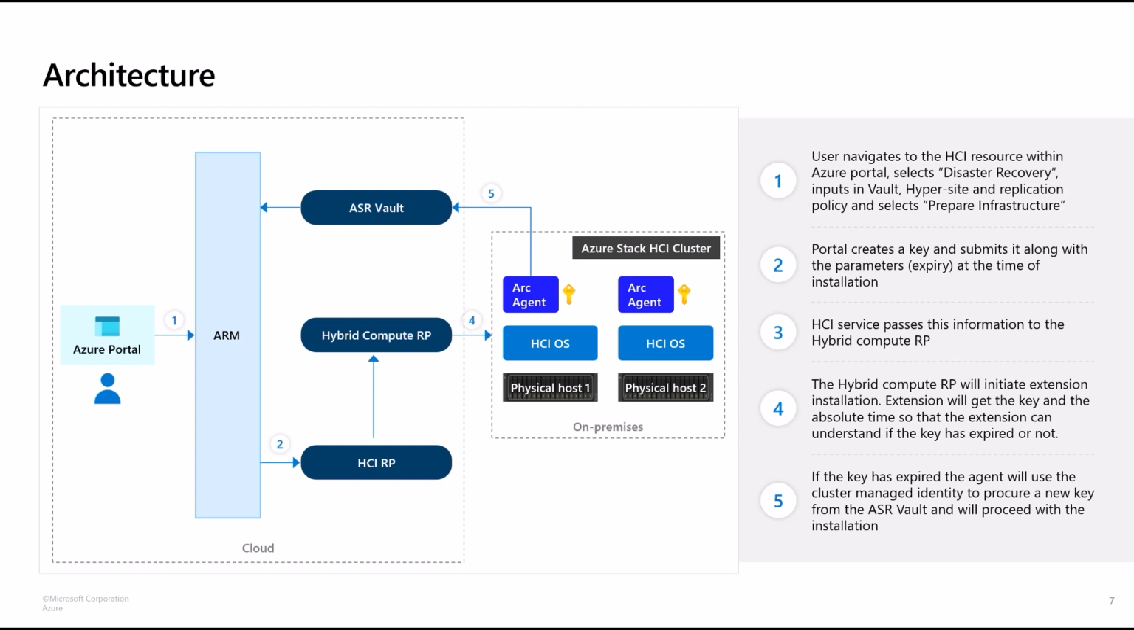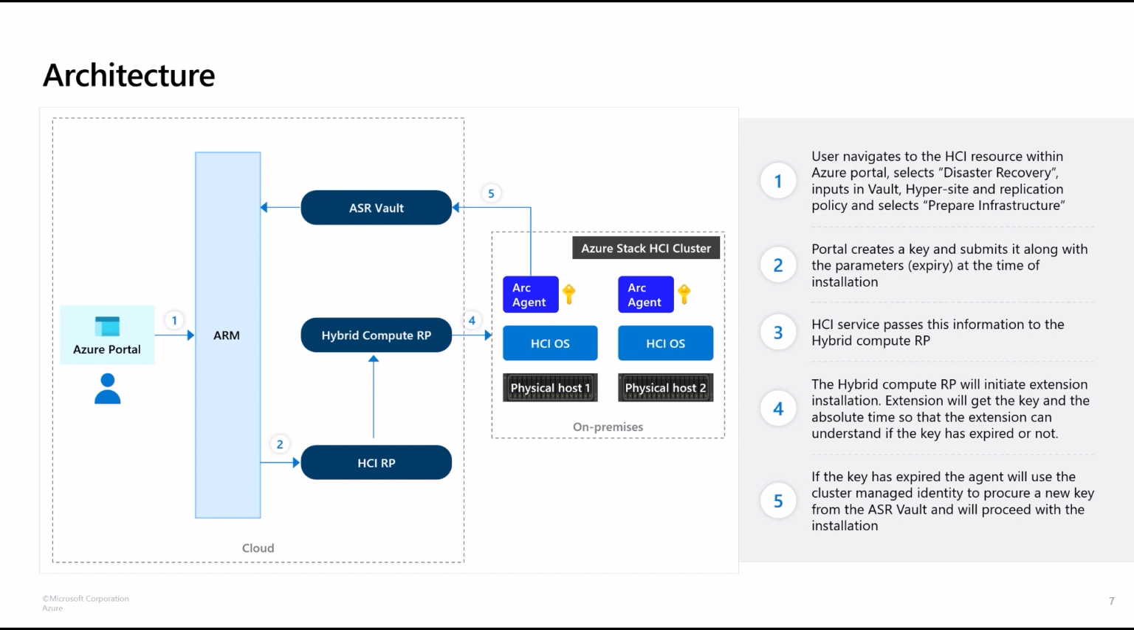Let's now unravel how things work behind the scenes. The user first navigates to the HCI resource within the Azure portal. And here they would see the new menu item that we have built. They'd have to configure the vault, the Hyper-V site, and the replication policy, and select the Prepare Infrastructure button. Once they do that, the portal will create a key or a certificate and will submit it along with the necessary parameters, including the expiry time of the certificate at the time of installation.